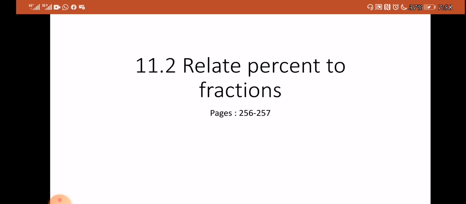So quickly let me remind you what is the meaning of the percent. We said percent means that I have a number that I'm comparing to 100. So always for any percent, your denominator is 100. And to write the percent, you can replace the 100 with the symbol of the percent.